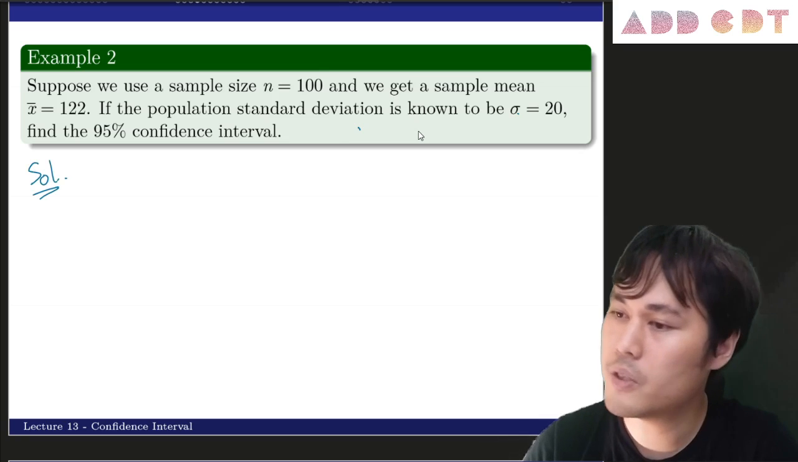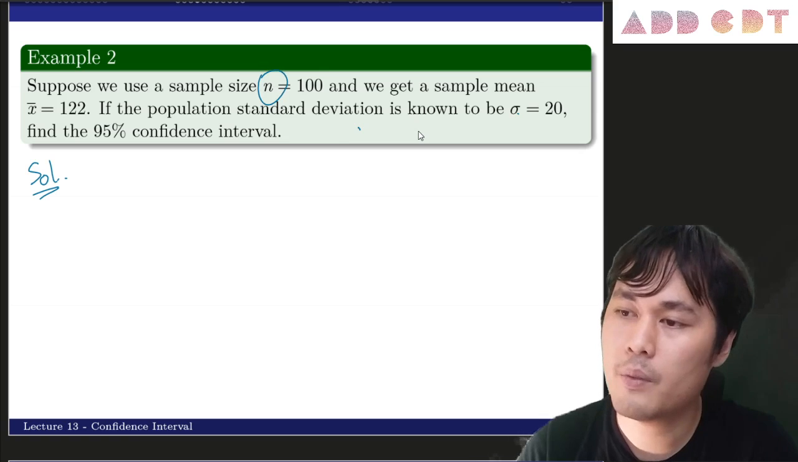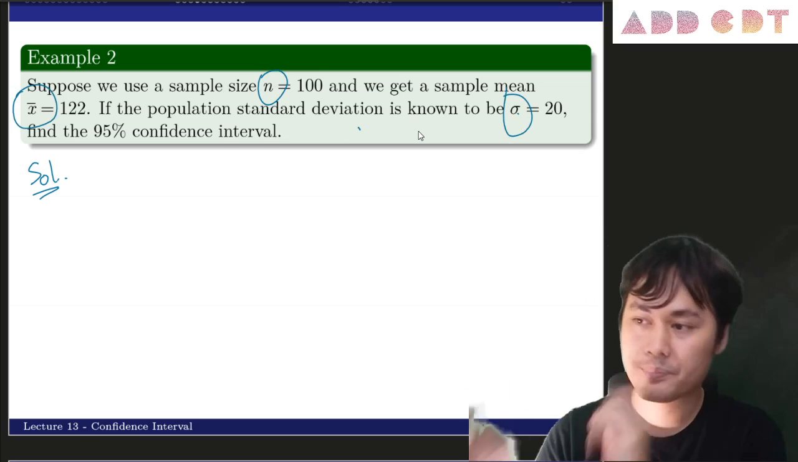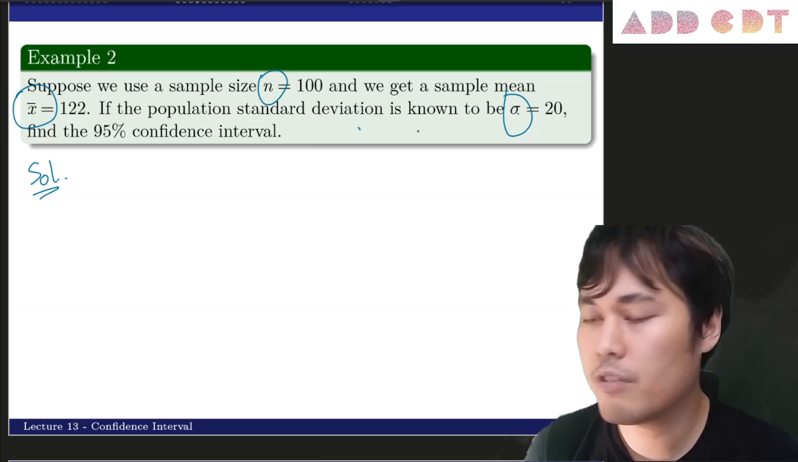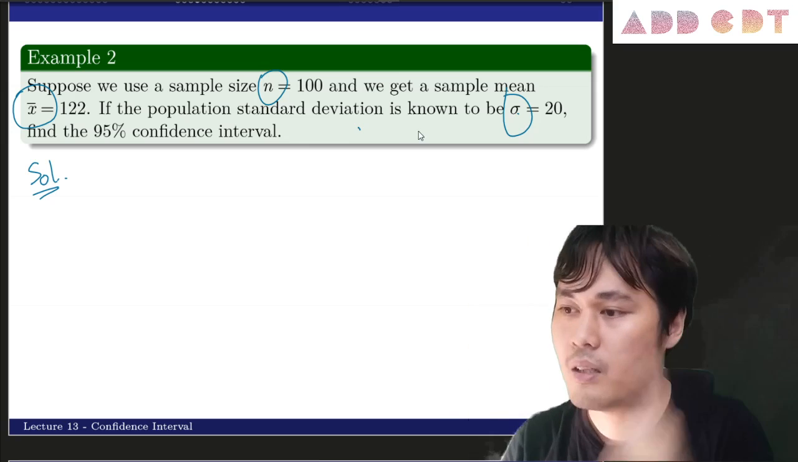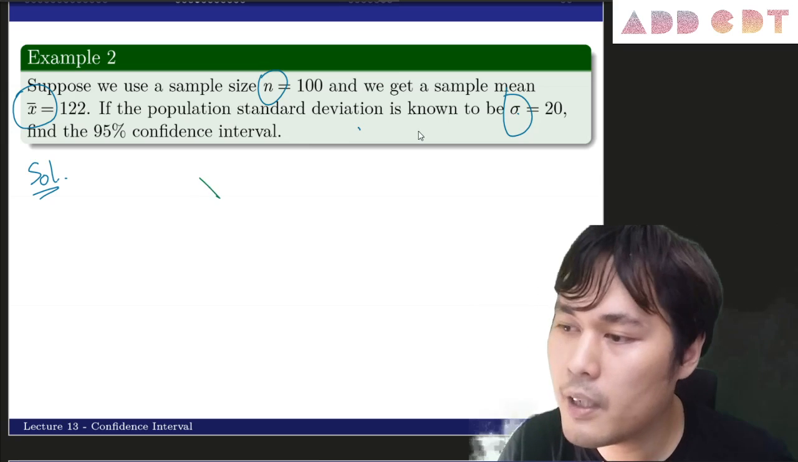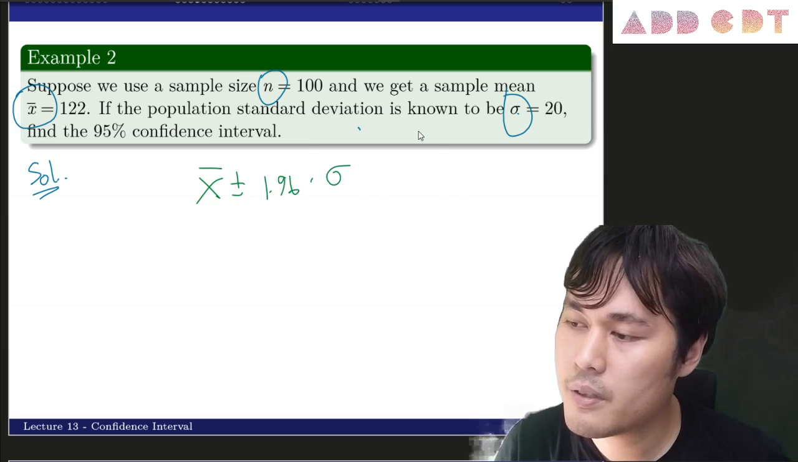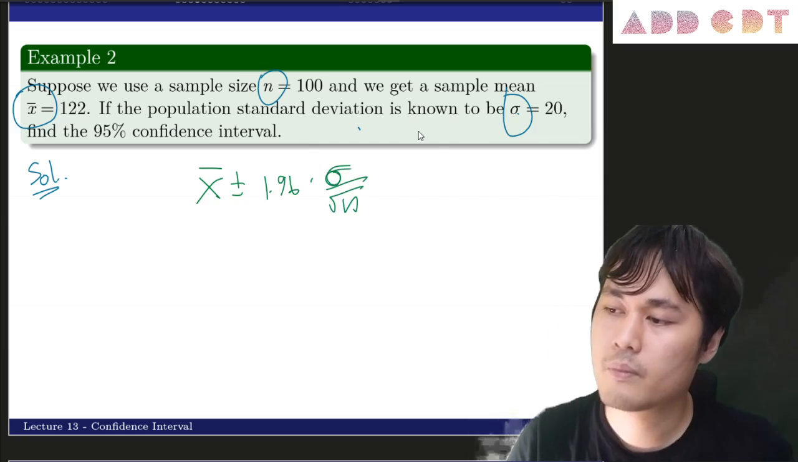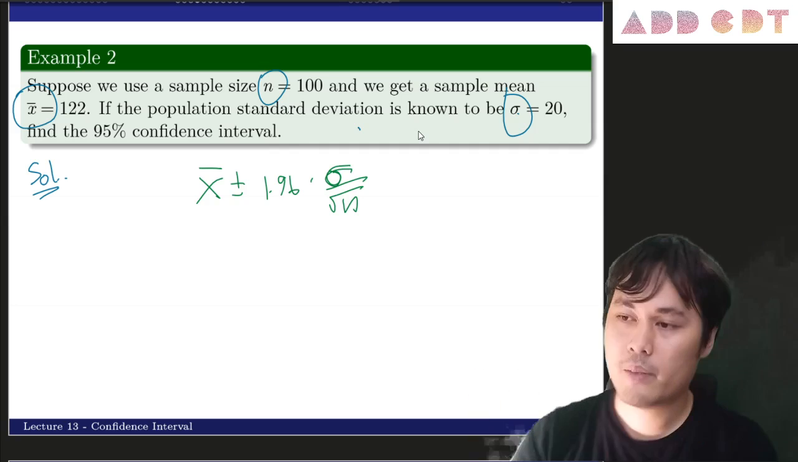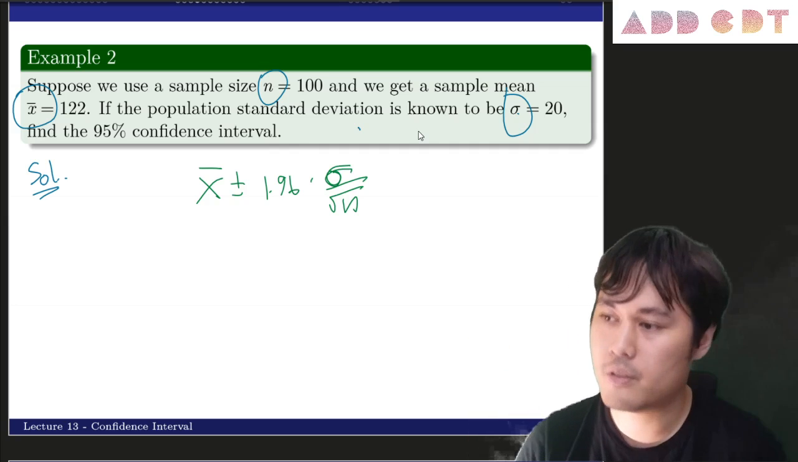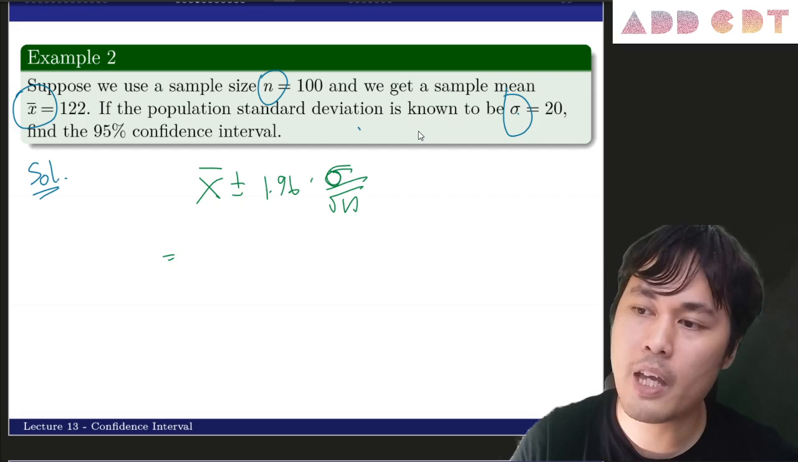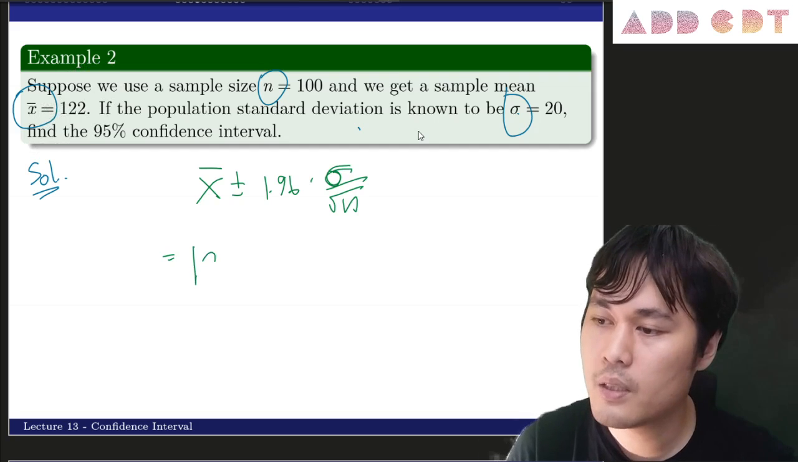So what do we need here? We have n, we have x bar, we have sigma. Oh, we actually have everything already. So let's just use the formula we have above. You can scroll back, or I'm going to write one for you. It is x bar plus or minus 1.96 times sigma divided by the square root of n. That's the formula for the 95% confidence interval, and we can simply compute that with all the numbers we have here. We have x bar here, it's 122.